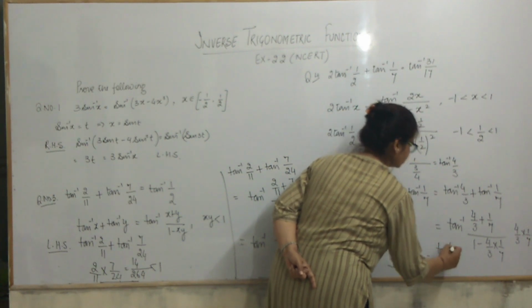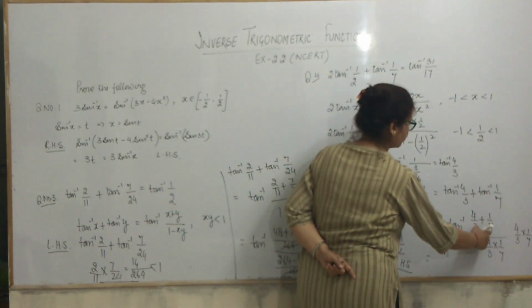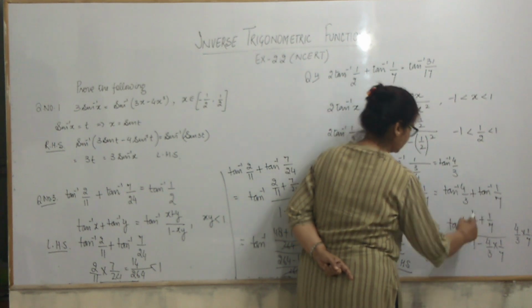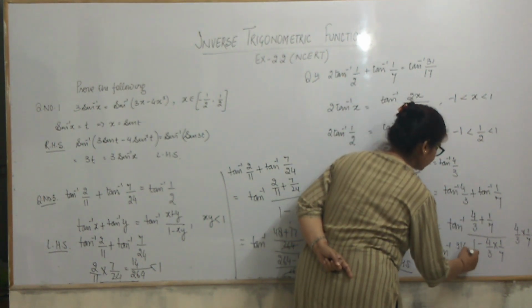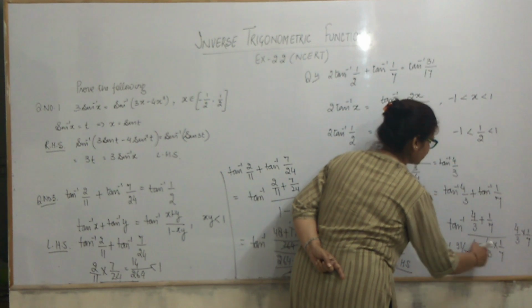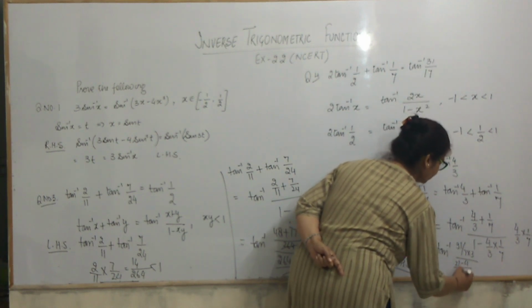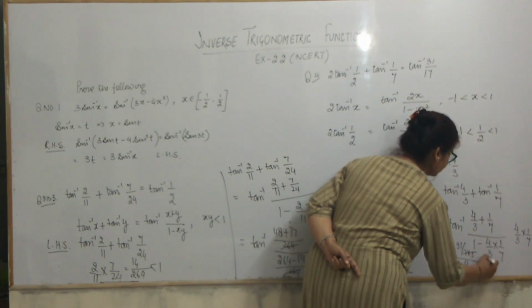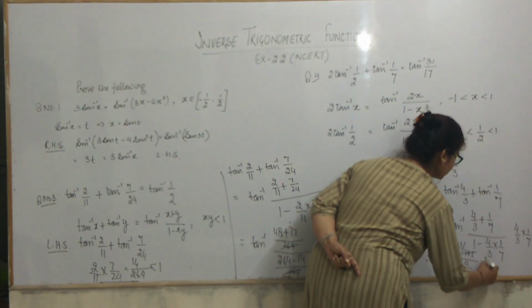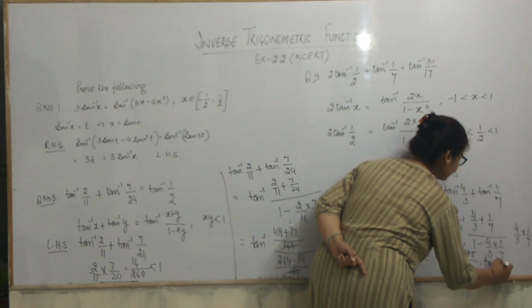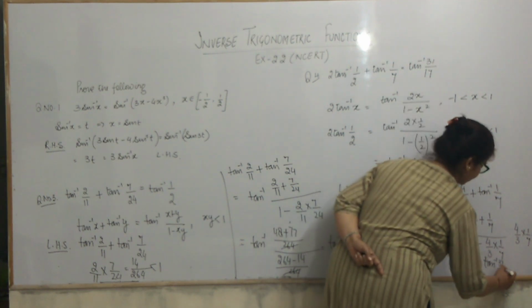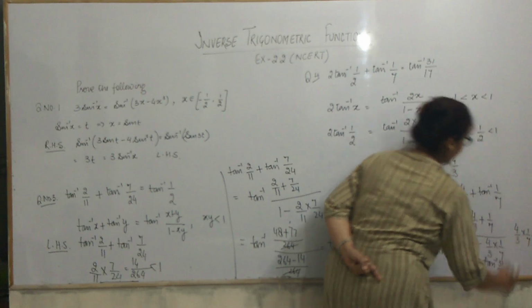Now just write the answer. 7 4s are 28 plus 3, 31 upon 7 3s are 21 minus 4 upon 21. 21 gets cancelled out. So tan inverse 31 upon 17, since 21 minus 4 is 17. Here is your answer.